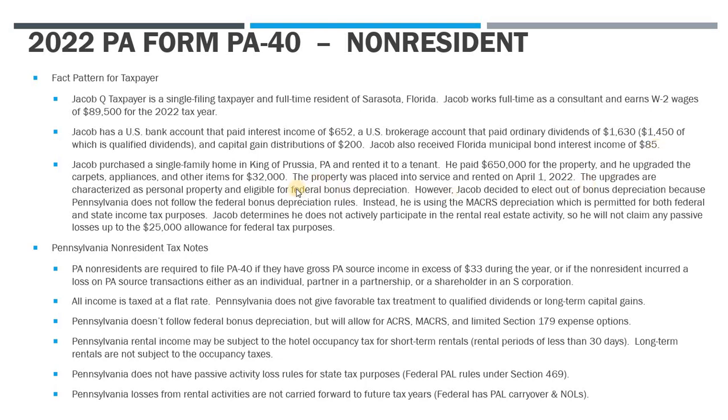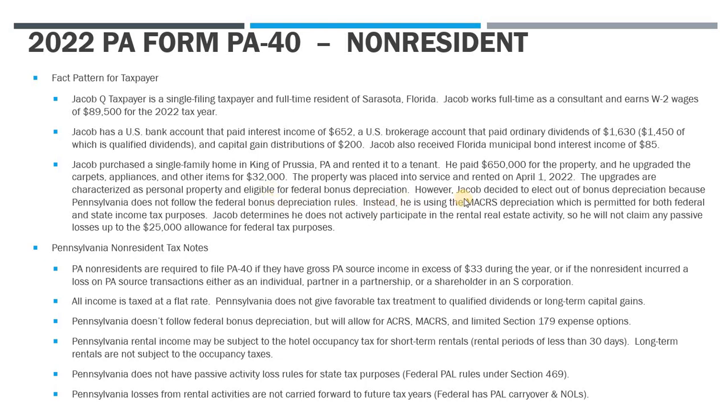Now, the rental property in Pennsylvania that creates this filing is as follows. He purchased a single-family home in PA and he rented it to a tenant. He bought the property for $650 and he did some upgrades, carpets, appliances, other items for $32,000. The property was placed into service and rented on April 1st. Now these upgrades, the $32,000, because these are characterized as personal property, and their eligible useful life is under 15 years, he gets the federal bonus depreciation. So that is available on the improvements.